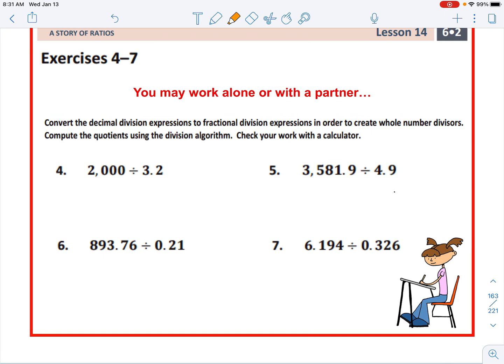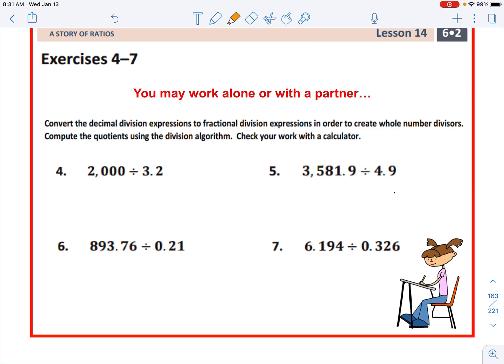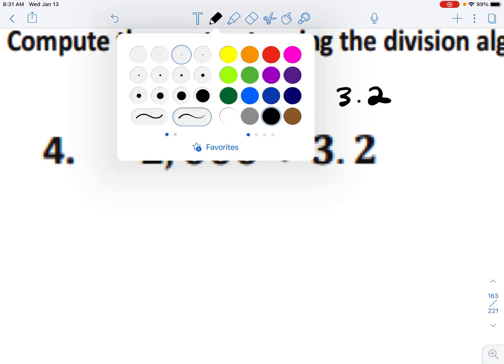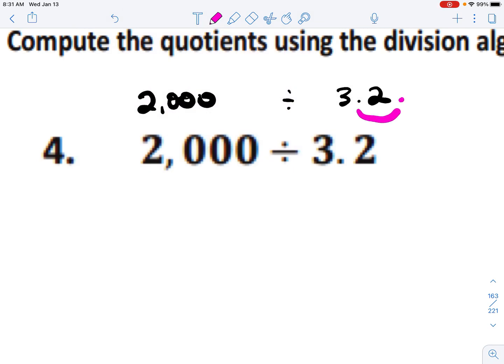Let's look at exercises 4 through 7. We'll start with number 4. I have 2,000 divided by 3 and 2 tenths, okay? 2,000 divided by 3 and 2 tenths. So I need to move the decimal one place to the right to make this 32. Okay, but now 2,000 doesn't have a decimal.